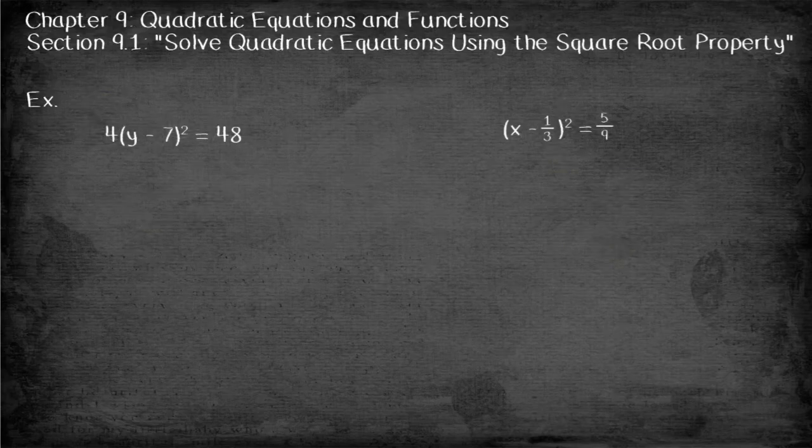Okay, moving on up in difficulty here, we have this guy. Now, normally what we would have to do is FOIL this out and then distribute the 4, get the 48 on the other side, and it becomes kind of a lot of work. But we can actually just do this using the square root property. So first I'm going to divide both sides by 4 to get the y minus 7 squared term by itself. Then I'm going to take the square root of both sides.